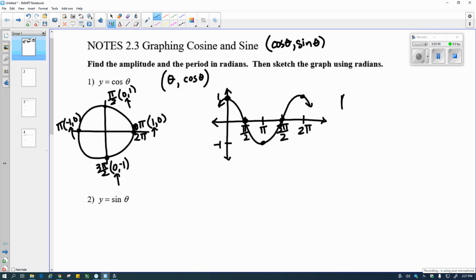I say that the period, how long it takes for it to repeat itself here, is 2 pi. We also have a height of this function from the x-axis. How far away is the function from the x-axis at the max? The max distance from the x-axis is called the amplitude, and the amplitude here is 1. Now the amplitude will change as the number in front of the cosine changes, and the period will change as the number in front of the angle changes.